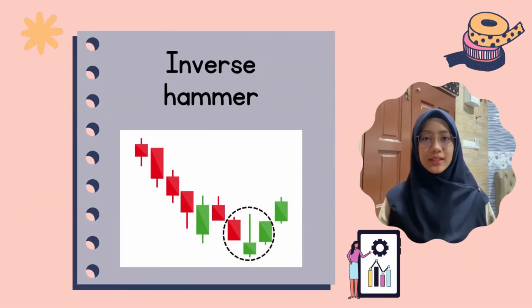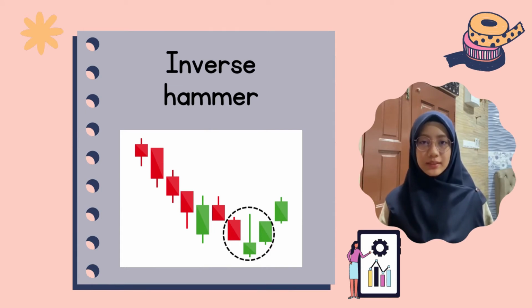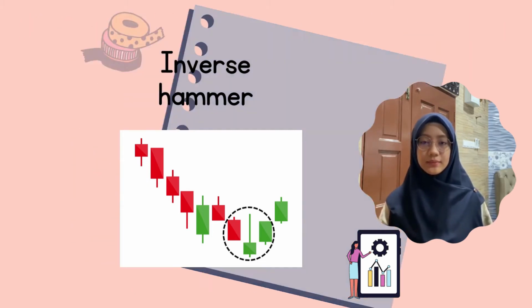Inverse hammer. It is similar to the hammer candlestick. The only difference is the upper tail is long while the lower tail is short. It indicates a buying pressure followed by a selling pressure that was not strong enough to drive the market price down. The inverse hammer suggests that buyers will soon have control of the market.